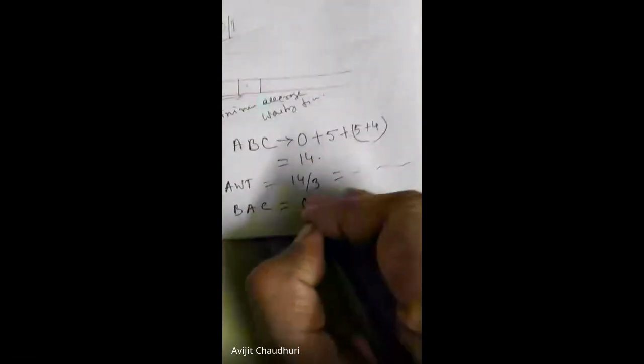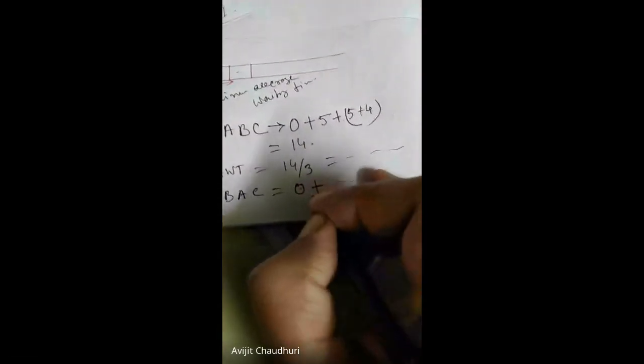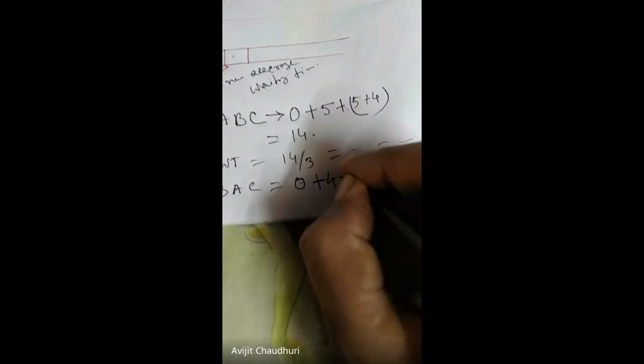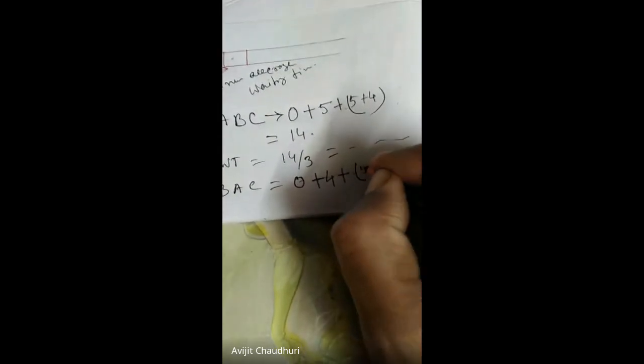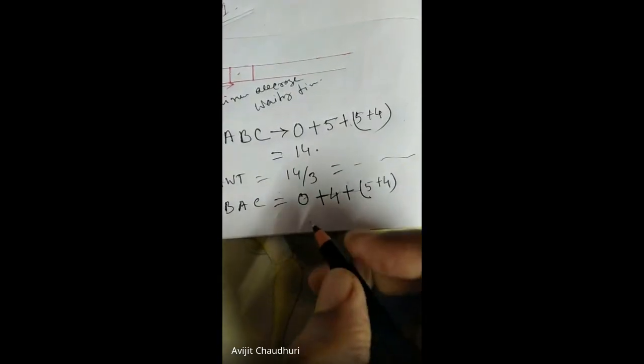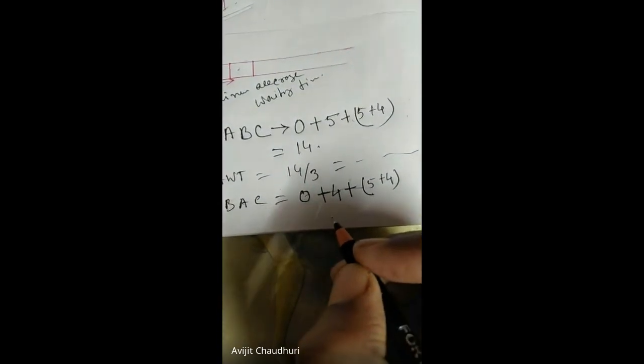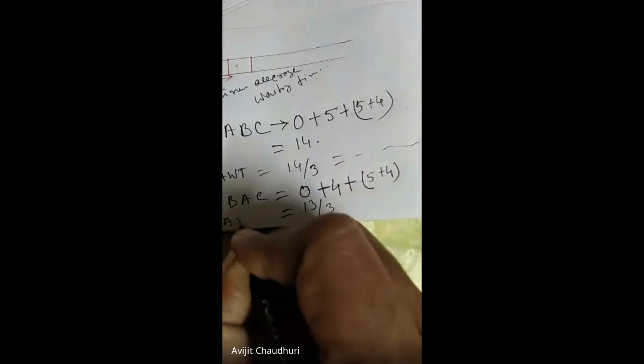Sir, first B comes to the system and is allocated. For B, waiting time is 0. For A, it waits for B, so 4. Plus C, it waits for A and B. So 13 divided by 3 is the average waiting time.